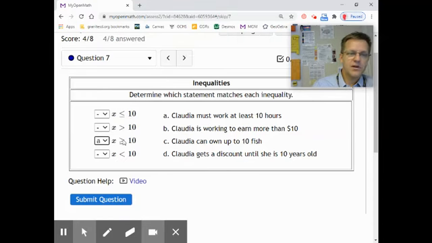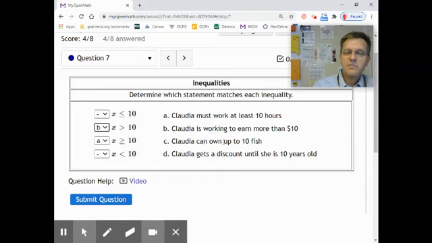That's this one right here, because this is larger than or equal to 10. Claudia is working to earn more than $10. That means she's not happy with 10. She wants more than 10. Not 10, but bigger than 10. And that's this one right here. This is B. This one is larger than 10.